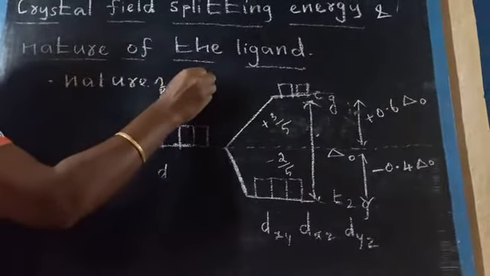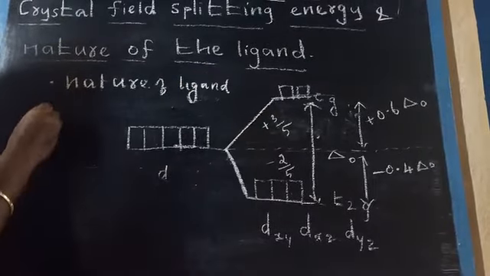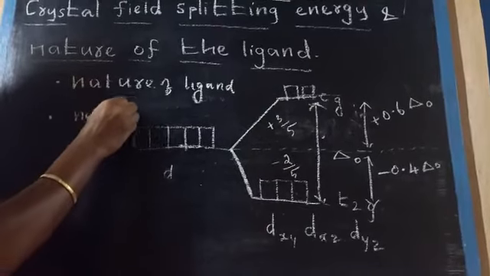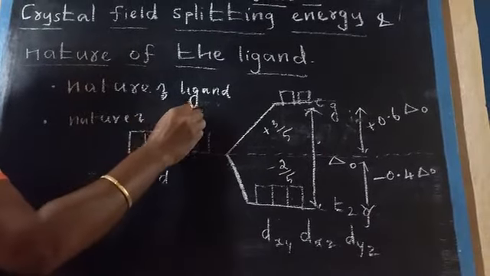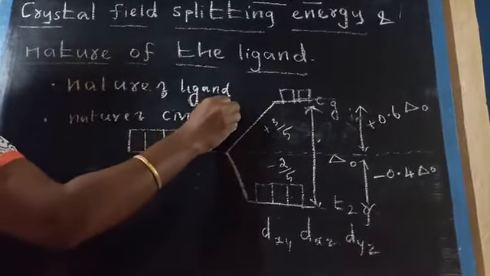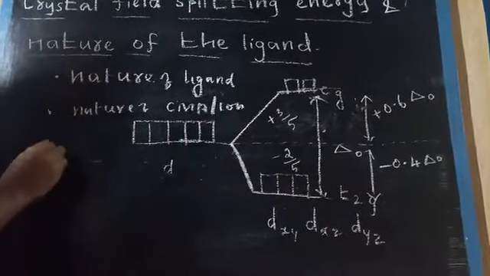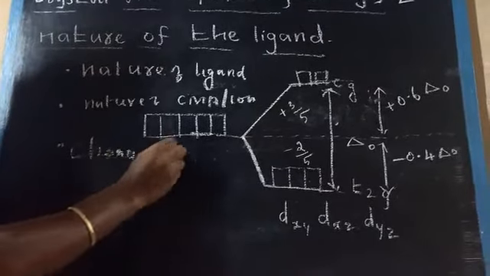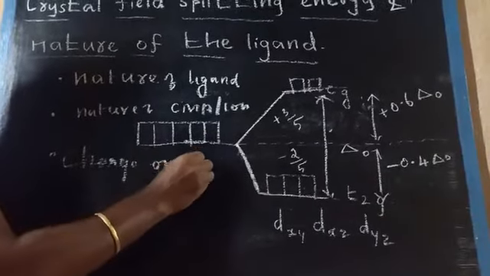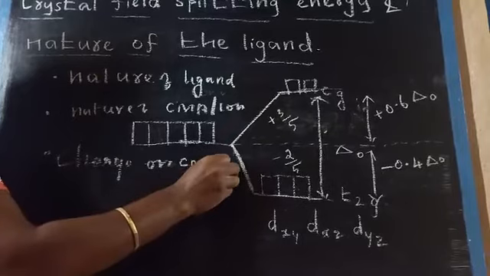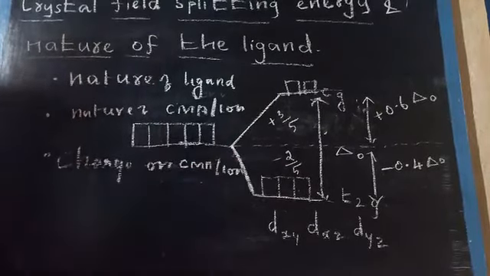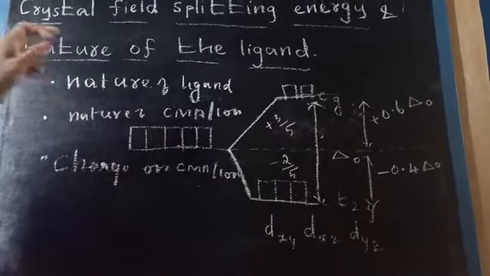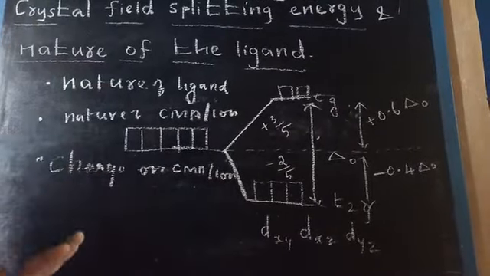Nature of ligand is one concept, and another one is nature of the central metal atom or ion. Next is the charge on the central metal atom or ion. It is based on these three. So now I explain based on the nature of ligand.